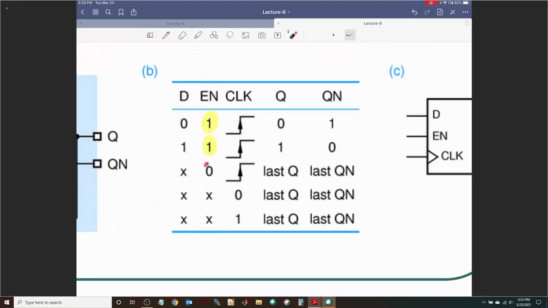But if the enable is 0 and you are seeing positive edges, negative edges, 0, 1, whatever on the clock, if enable is 0, no matter what the changes are on D, your outputs will not change, effectively disabling the clock without having to actually avoid positive edge transitions. And for the last two cases, we are saying what would happen if clock is 0, what would happen if clock is 1, or what would happen if there is a negative edge of the clock. Then no matter what enable is, no matter what D is, your outputs will be in the stored state.